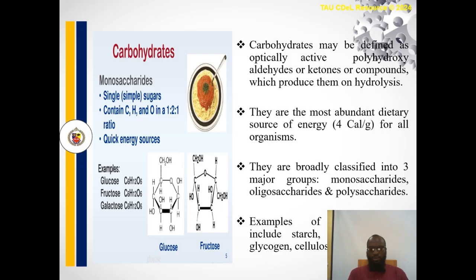Carbohydrates are broadly classified into 3 major groups: monosaccharides, oligosaccharides, and polysaccharides. I know you may have been taught monosaccharides, disaccharides, and polysaccharides. Disaccharide is a subclass of oligosaccharides. Mono means one, oligo means a few, poly means many. So monosaccharide, meaning just one unit, has only one saccharide unit. And what is saccharide? Saccharide means sugar.